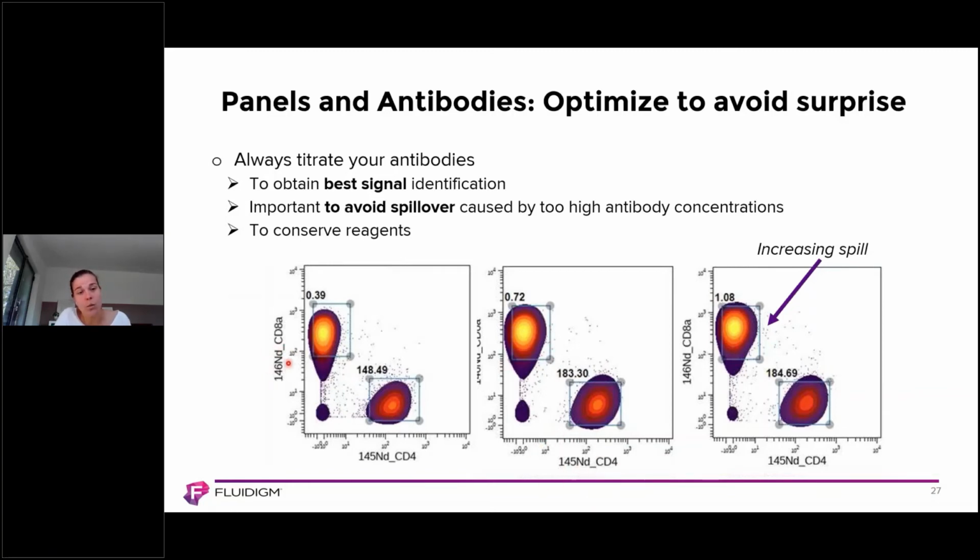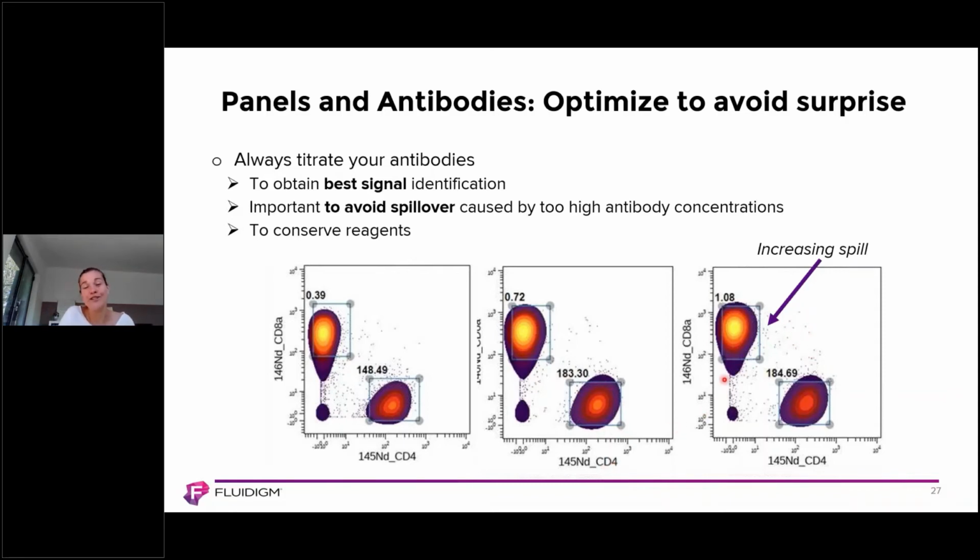You see here 146 and here 145, and you can see that here the signal is super low in the 145, and here it's increasing. So as I said before, if in the other channel you have something really high expressed, there is no issue because this does not impact the other channel, but just be careful.